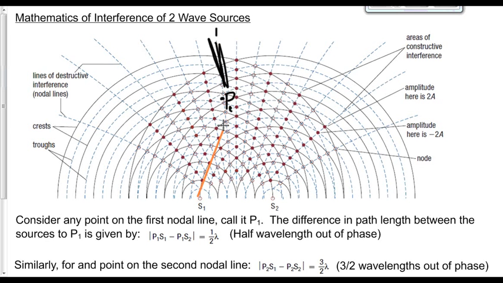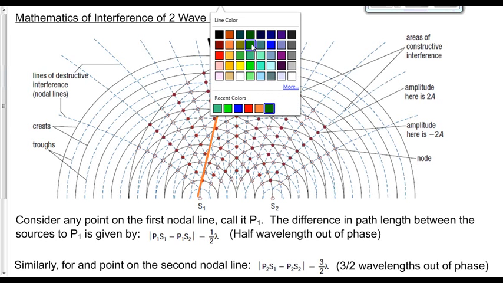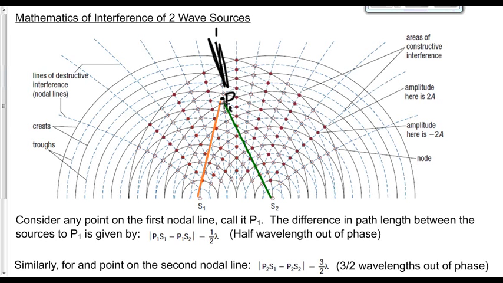So from source 1 to P1 and source 2 to P2, they're actually out of step by half a wavelength. They're half a wavelength out of phase. Source 2 has traveled half a wavelength further than source 1 has. So that means that source 2's wave is up when source 1's wave is down, and so this wave will be out of step. And anywhere along the first nodal line, that'll be true. And so that means that first nodal line will always have destructive interference.